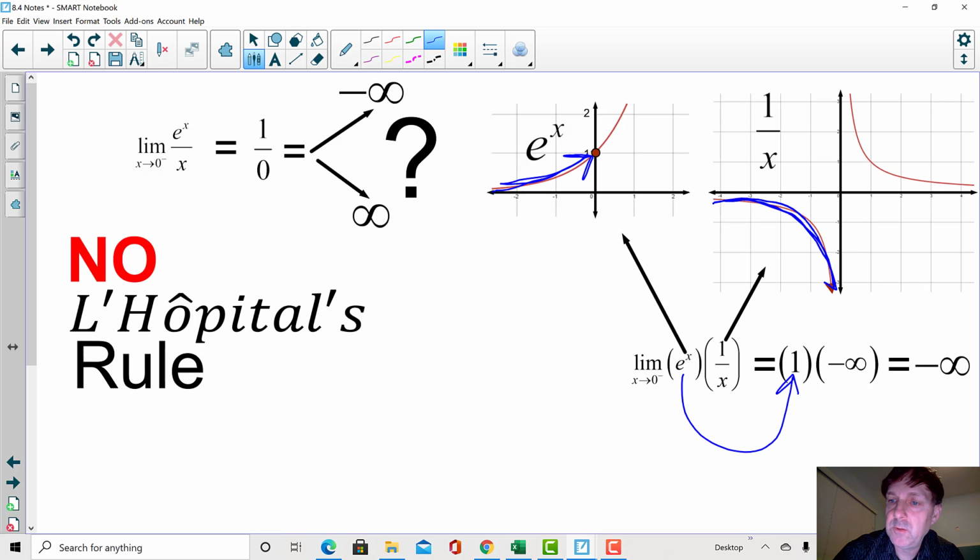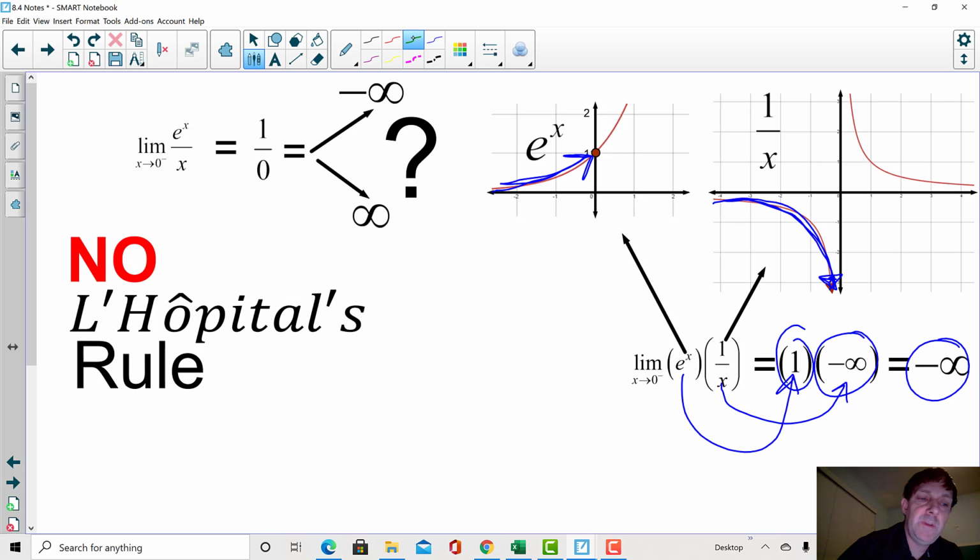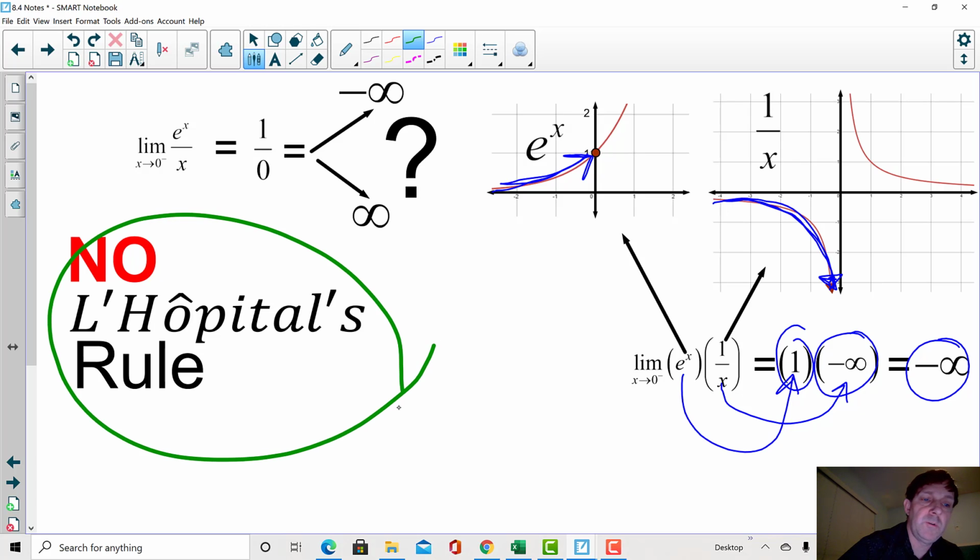So look at 1 over x. Look at what's happening. As x goes to 0 from the left, that function is approaching negative infinity. So this is actually just a plug-in limit, but you have to look at those graphs to figure out what's going on with each of those two things. So the answer to this limit is 1 times negative infinity, so we get negative infinity. This is a really tricky one. What's important about this limit is that it's not L'Hopital's rule.